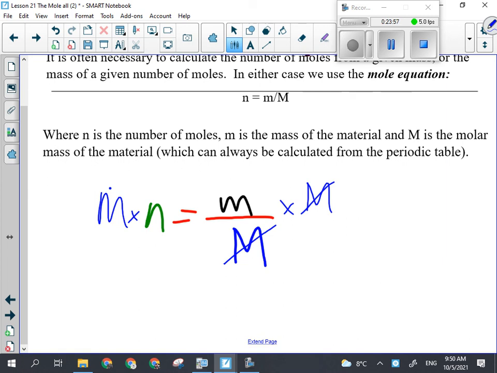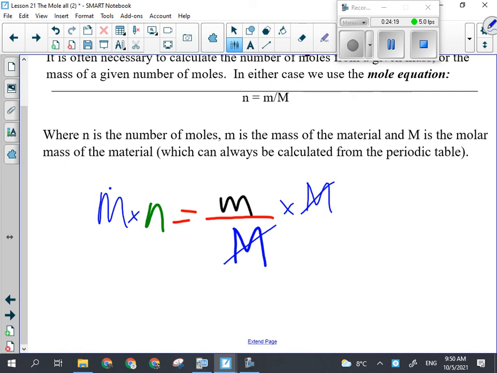Solve for m. You're either going to be asked to solve for n, which is how it originally set up, or solve for little m, which is just a simple manipulation of that equation. Just multiplying both sides by big M. All right. Questions on that?